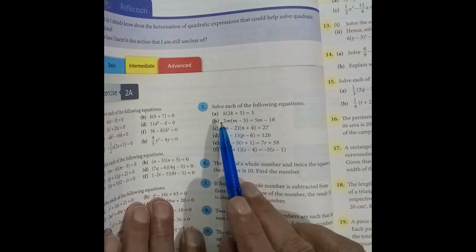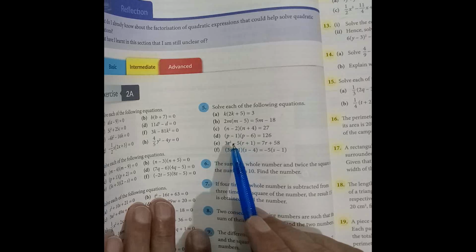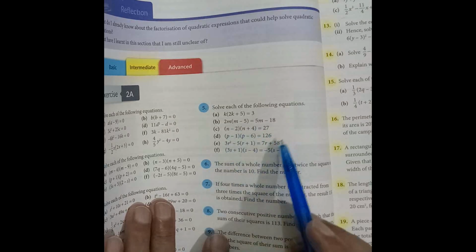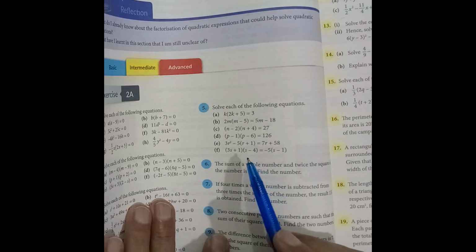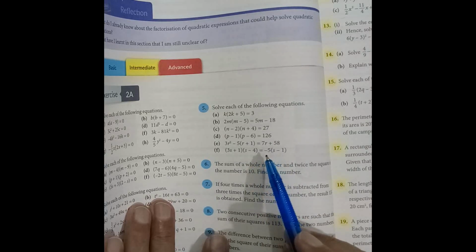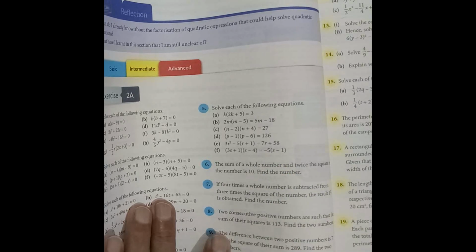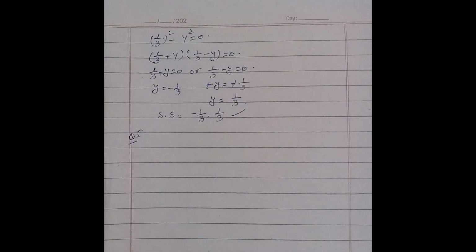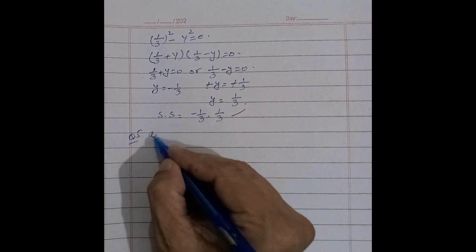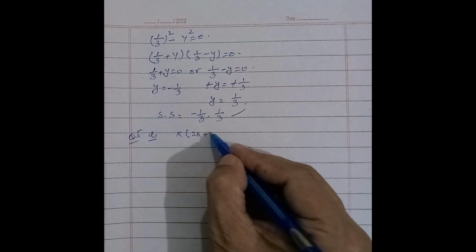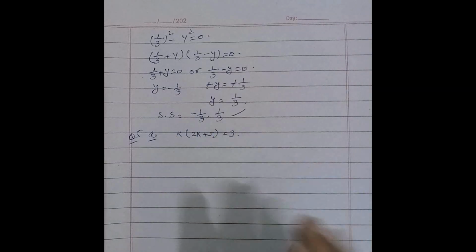We have the questions. It is a mixed questions, and some values are in bracket and others are not in bracket. So we convert them into standard quadratic equation, and then solve them. And let's start. The A part is k 2k plus 5 is equal to 3.